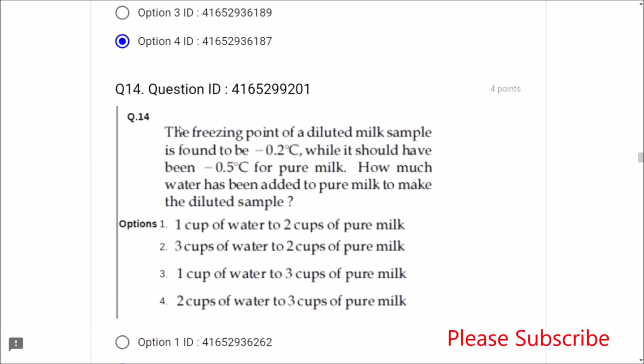Next, question number 14. The freezing point of a diluted milk sample is found to be minus 0.2 degrees, while it should have been minus 0.5 degrees for pure milk. How much water has been added to pure milk to make the diluted sample? Yes, students, we know the depression in freezing point equation. Upon substitution and simple calculations, what we are going to get is option number 2, that is 3 cups of water to 2 cups of pure milk, is the correct option, students.